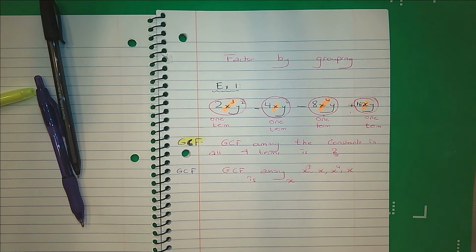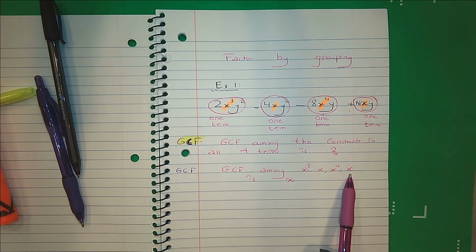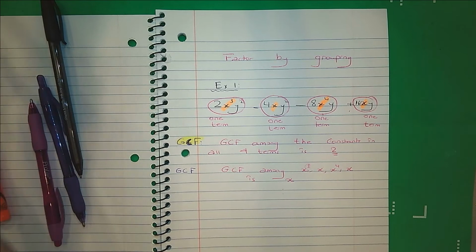I have my son here, he told me it's x squared. If I'm thinking x squared, how many times does the x squared go into this x? It doesn't go, right? So I want to think of what exponent can go into all the x's that I have. So that would be x.